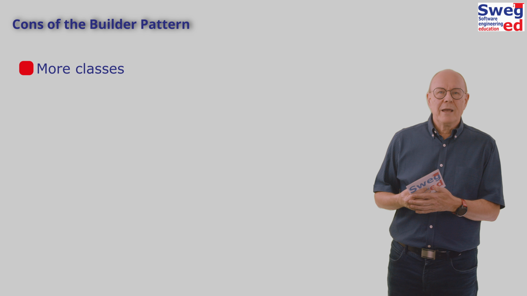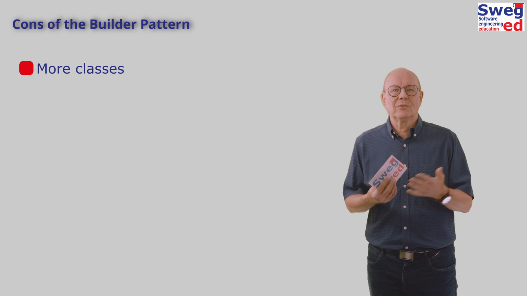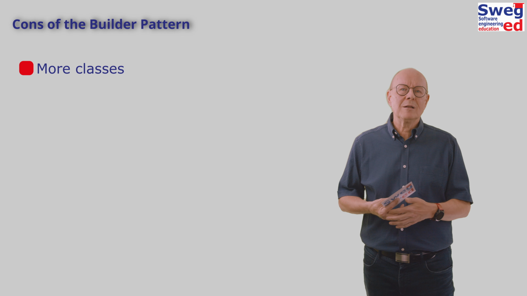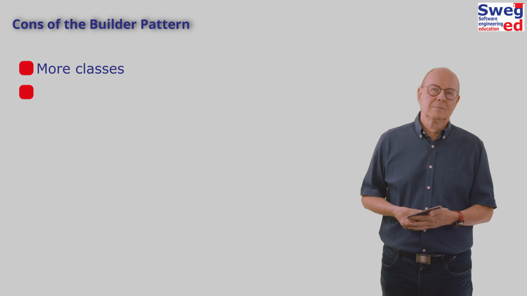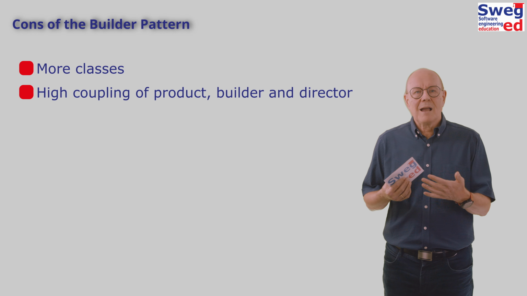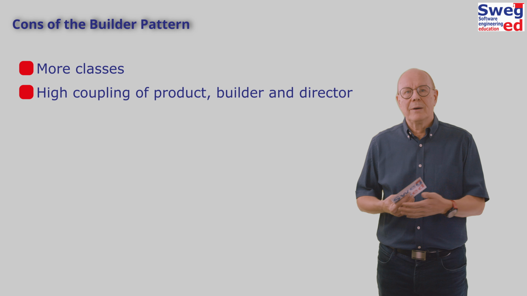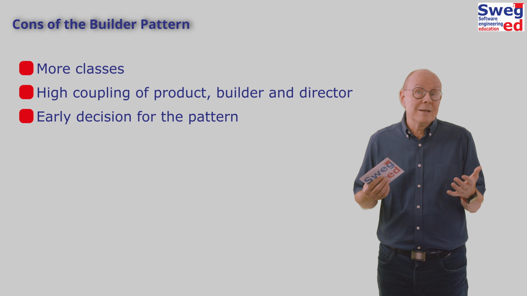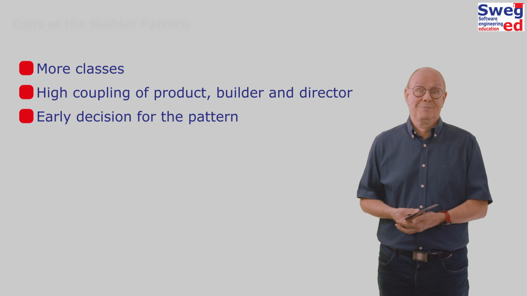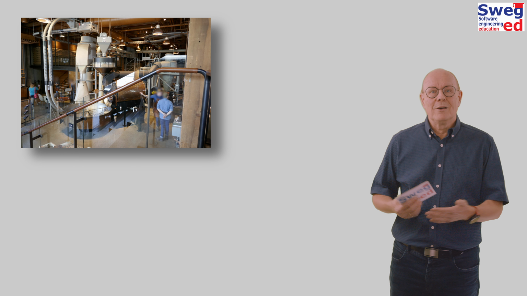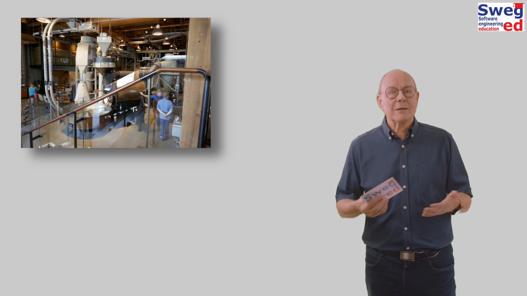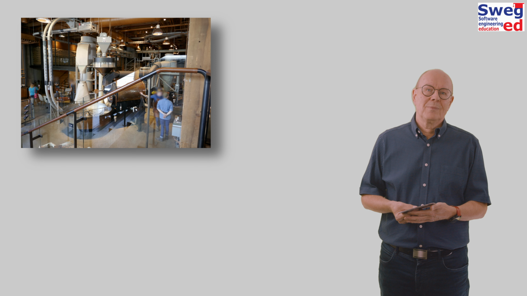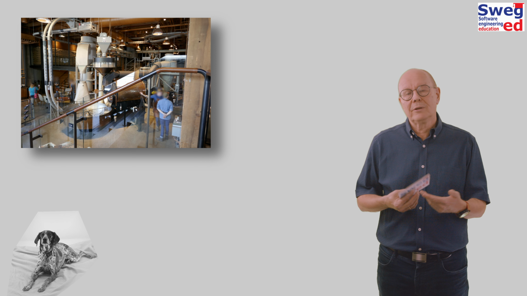On the con side, there are more classes, which might feel complex. But putting all steps in one class would be harder to maintain. There is tight coupling between product builder and director. And like all patterns, don't use it when a simple solution is enough. By the way, the builder pattern is similar to abstract factory. I will cover that pattern in another video. There I'll also discuss the differences.